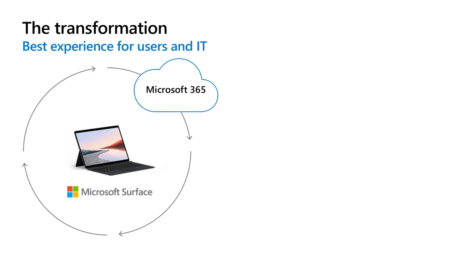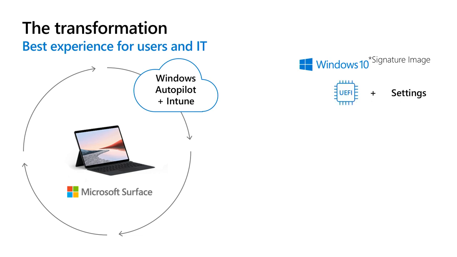So I want to talk a little bit more about what that transformation actually looks like and put some definition around this. So at the core of this transformation is Microsoft 365. We leverage services like Windows Autopilot. We leverage things like Microsoft Intune from a management perspective. But again, the key here is that we start with this Windows 10 signature image that came on the device. We're not building a custom image. We're not wiping that off. We're going to take that and turn it into what we want it to be.